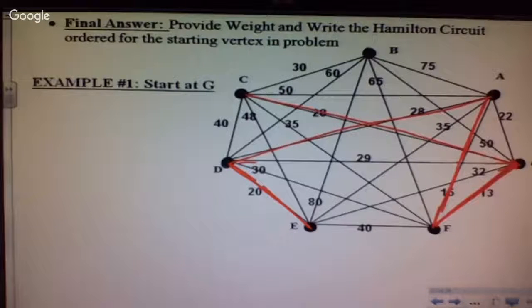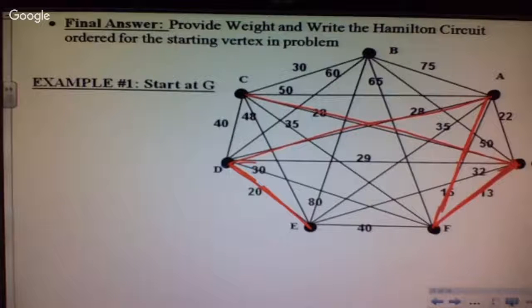What's my next smallest? 30. I was gonna say 35. 30. We already established that. Where's 30? It's C to B, and it's F to B. No, there's two 30s. One connects D to F, and one is C to B. Hold on. Explain that again.